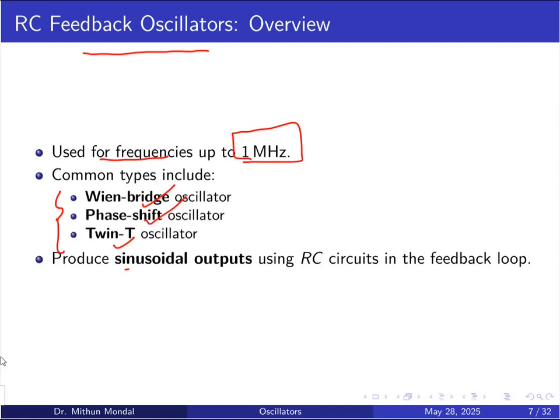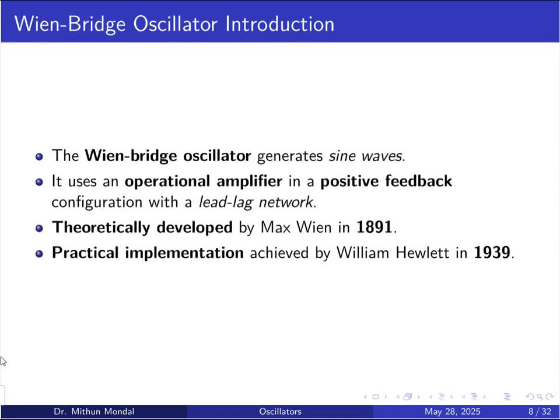RC feedback oscillators will produce the sinusoidal output using the RC circuit in the feedback loop. So, we will be using the RC circuit in the feedback loop to get the sinusoidal output up to a frequency of 1 megahertz. Let us see the first one, which is the Wien bridge oscillator.